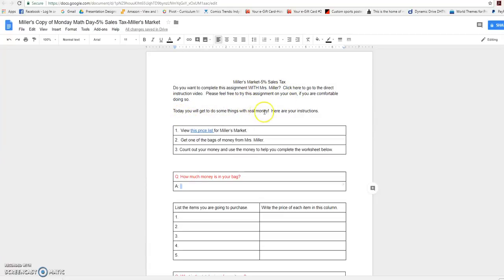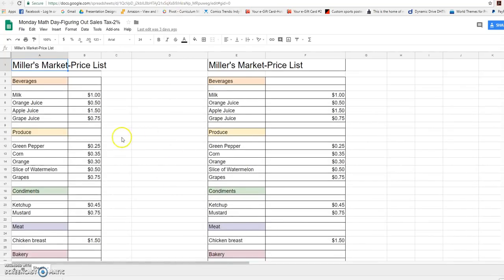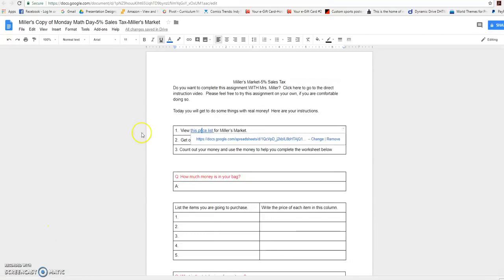Today we're going to do some things with real money. Here are your instructions. First, you're going to need to view this price list for Miller's Market. I should have plenty of paper copies for you to look at, but if you don't have a paper copy, you can just click this link here, and it's going to open it up for you, and you can view it right here.